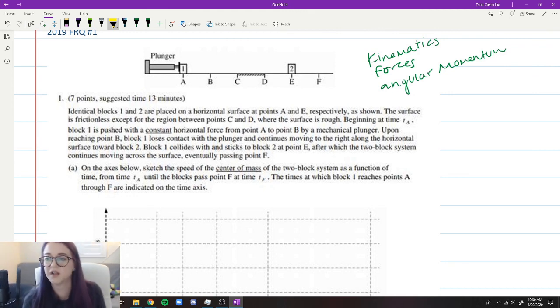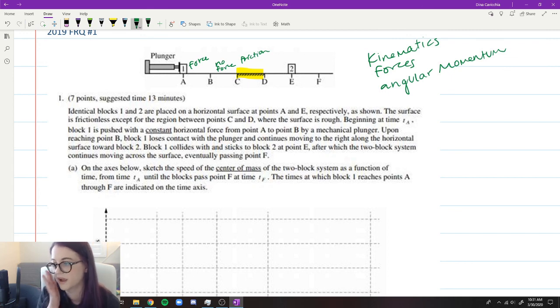But here we have 2 blocks. Blocks 1 and 2 are placed on a horizontal surface at points A and E respectively. The surface is frictionless except here. So here we have no friction, except for at C and D we have friction. From A to B, we have a constant force applied to the block by this plunger. So here there is a force being applied. Then upon reaching B, it loses contact with the plunger and continues moving. So here there's going to be no force.